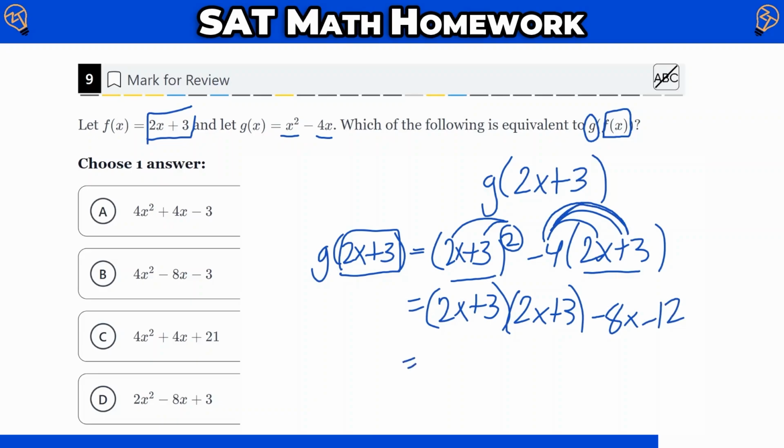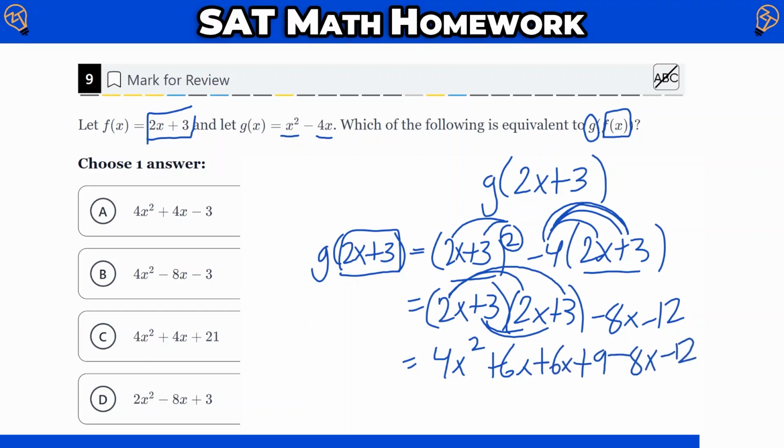And then let's say I go ahead and do this FOIL process of distributing the first term to each of the 2 in the second binomial. And then I do the same thing with the 3, distributing it to each of the other 2 terms. And then we'll go ahead and combine like terms.